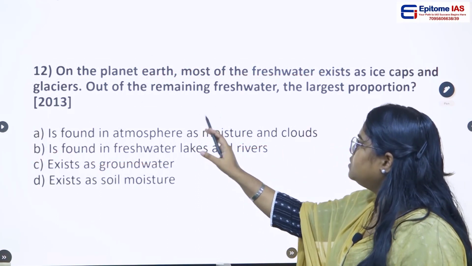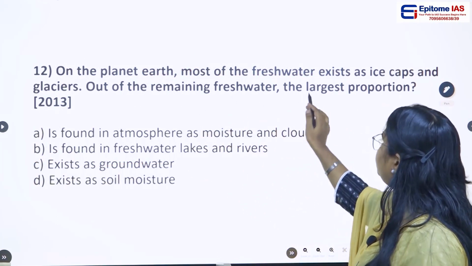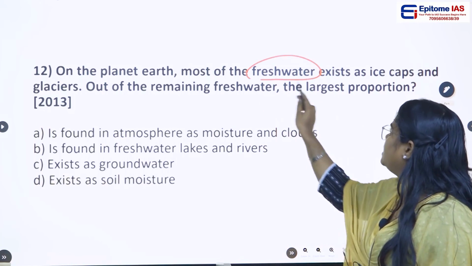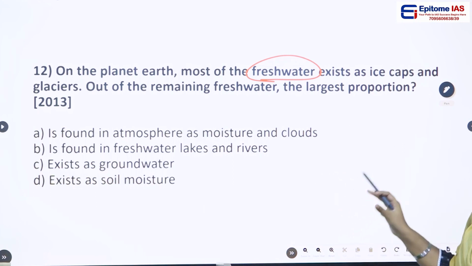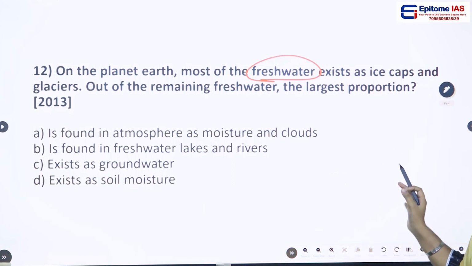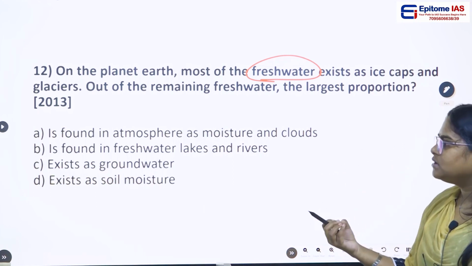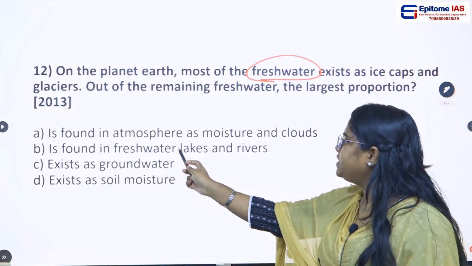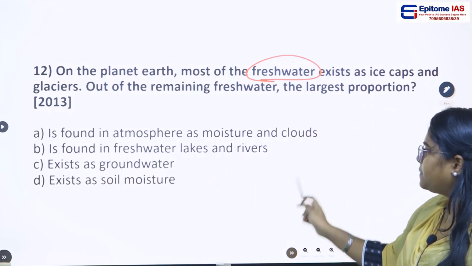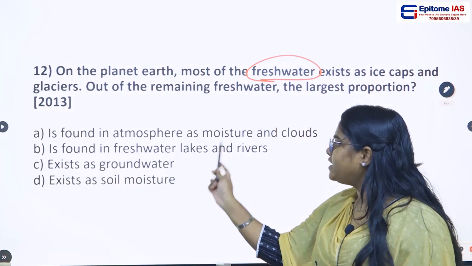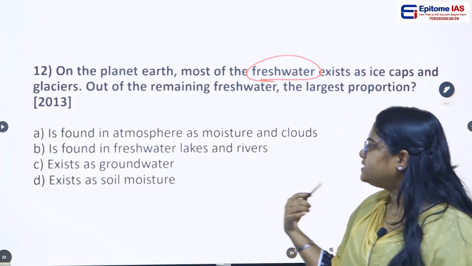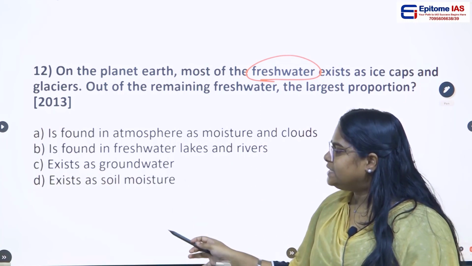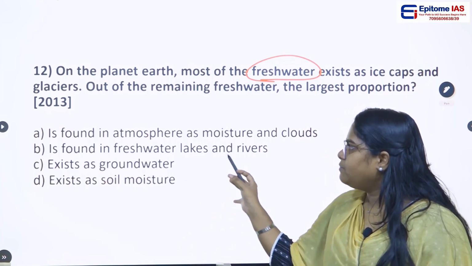So the next question: on the planet Earth, most of the fresh water exists as ice caps and glaciers. Out of the remaining fresh water, the largest proportion is found in the atmosphere as moisture and clouds. Option B, found in freshwater lakes and rivers. Option C, exists as groundwater. Option D, exists as soil moisture.